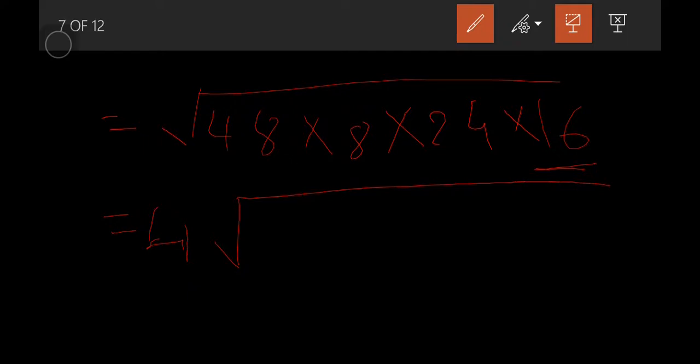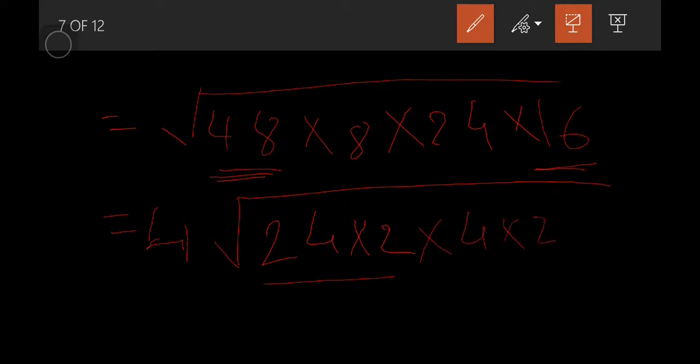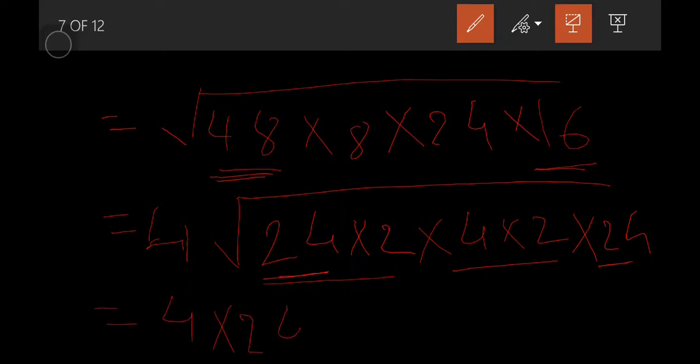Now let us take 48, which means 24 into 2. Now 8 is equal to 4 into 2, and the remaining is 24. So here we can find the square root of 24, and we can also find its square root.